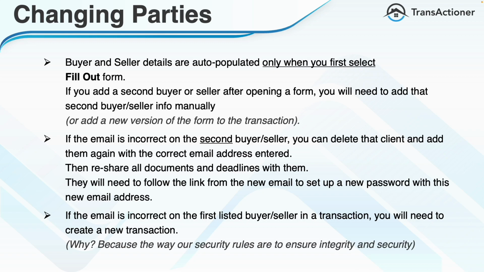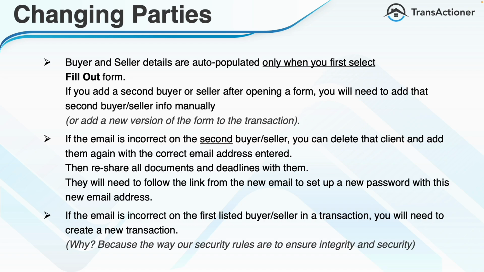Another scenario, if the email is incorrect on the second buyer or second seller in the transaction as your clients, you can delete that client and add them again with the correct email address entered. Then reshare all documents and deadlines with them. That way it goes to the new email. They will need to follow the link from the new email to set up a new password with this new email address, at least the first time.